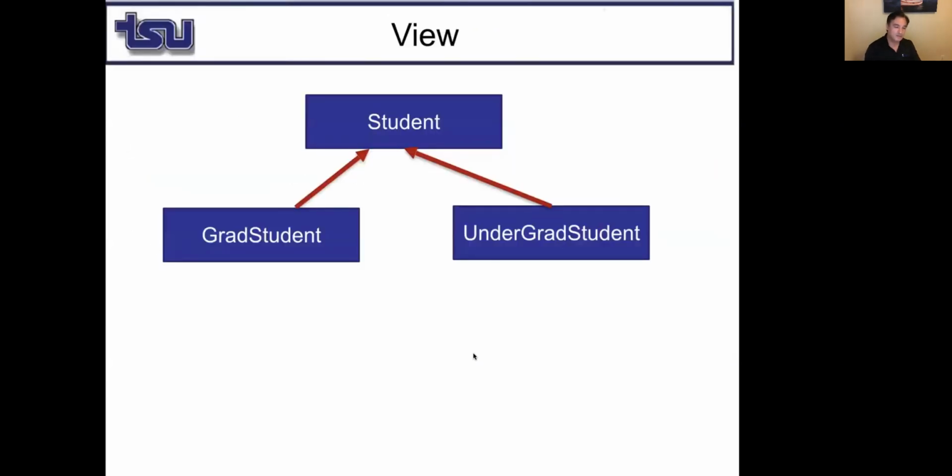Here we have our superclass student, and then I have a subclass grad student. I have another subclass undergrad student. Grad student extends student, undergrad student extends student, grad student inherits from student, undergrad student inherits from student. Student is a superclass, these are subclasses, or sometimes it's called base class, and these are derived classes.